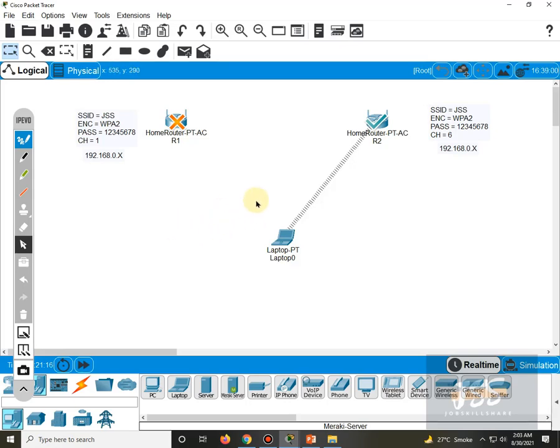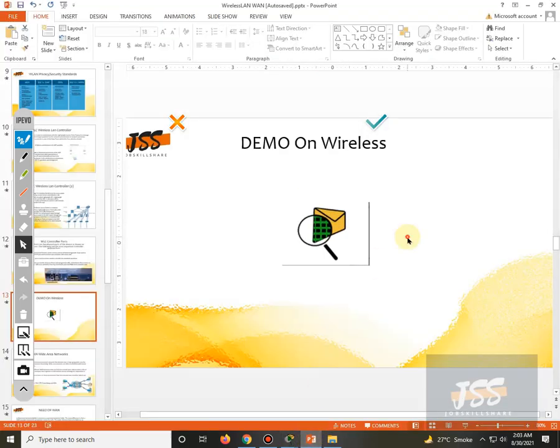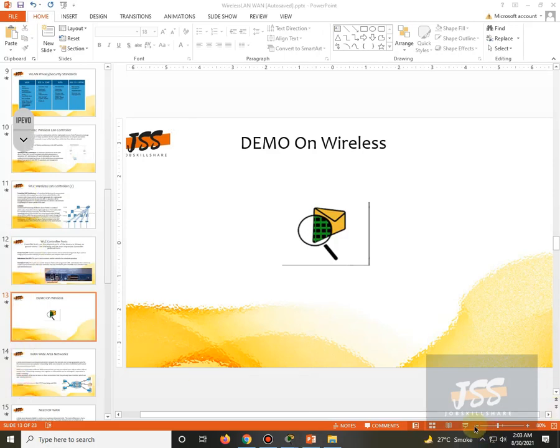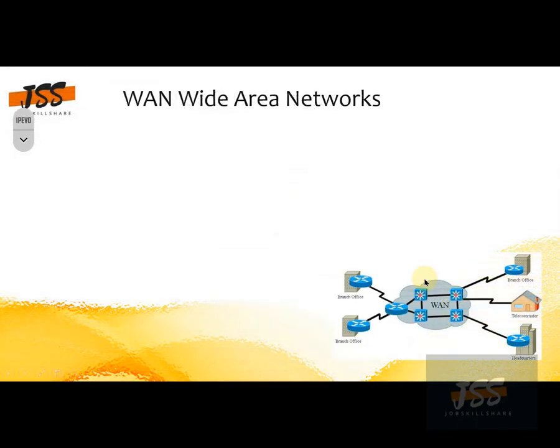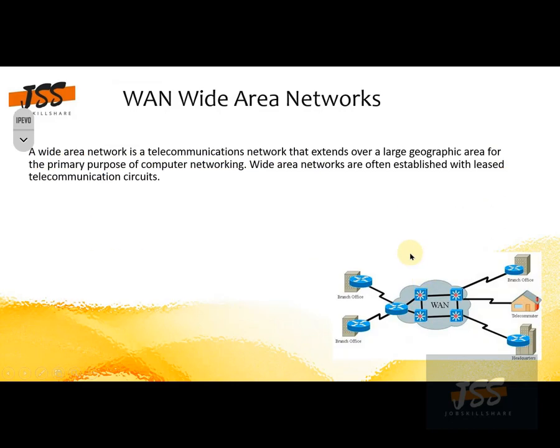So the wireless LAN lab ends here, and we will move further. Another very important topic: wide area network. What is a wide area network, why do we need it, why do we use it, and how can we use it?